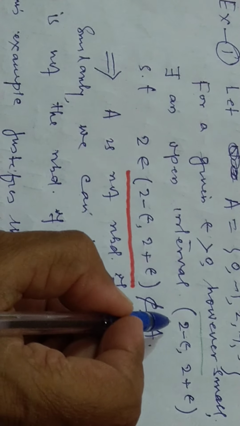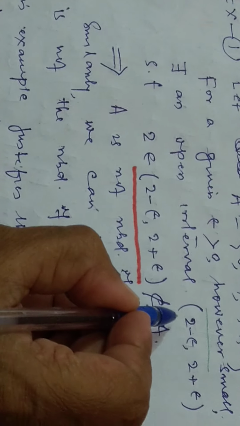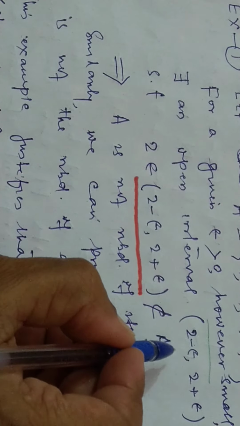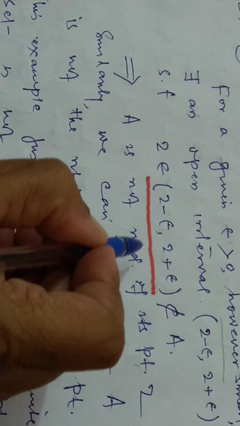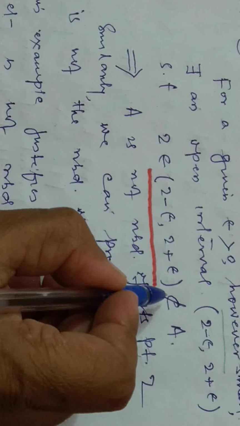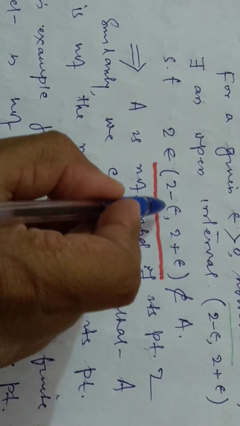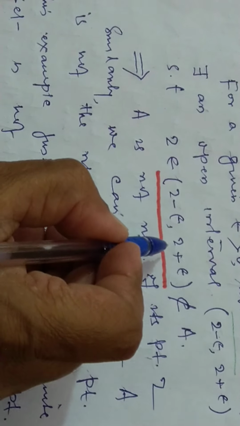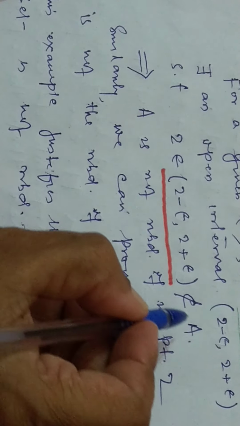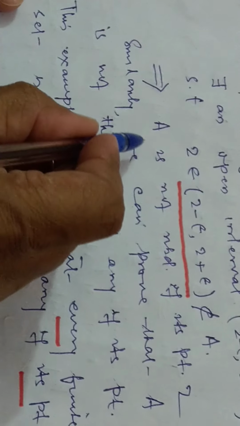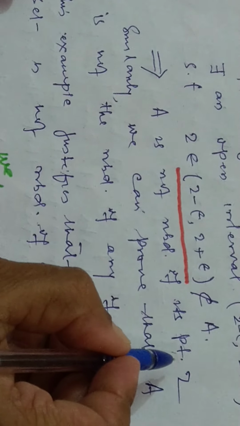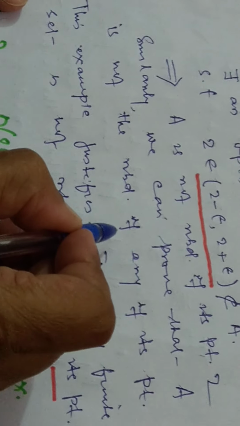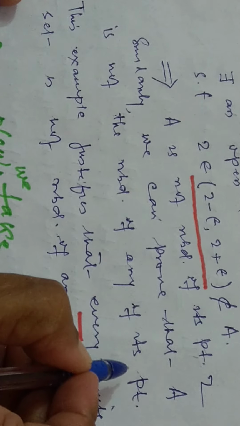Arbitrarily, we have taken a point 2 and whose endpoints 2 minus epsilon, 2 plus epsilon form an open interval and whose member is 2, and this is not a subset of A. Why? Open interval is an infinite set. An infinite set cannot be a subset of a finite set. This implies by definition that A is not a neighborhood of its point 2. Similarly, we can prove that A is not the neighborhood of any of its points.